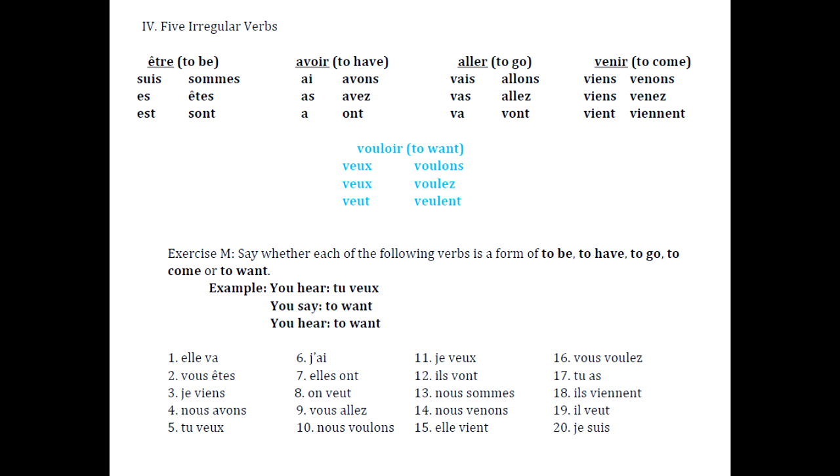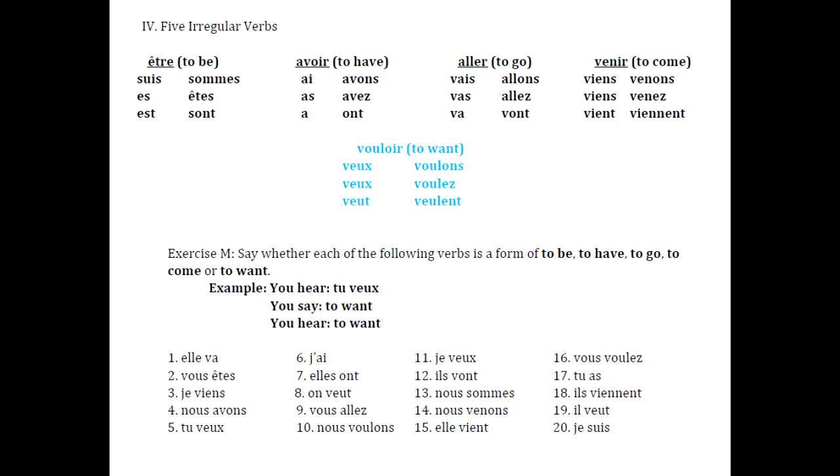Exercise M. Say whether each of the following verbs is a form of to be, to have, to go, to come, or to want. Example, you hear tu veux, you say to want, and you hear to want. Number 1, elle va, to go. Number 2, vous êtes, to be.